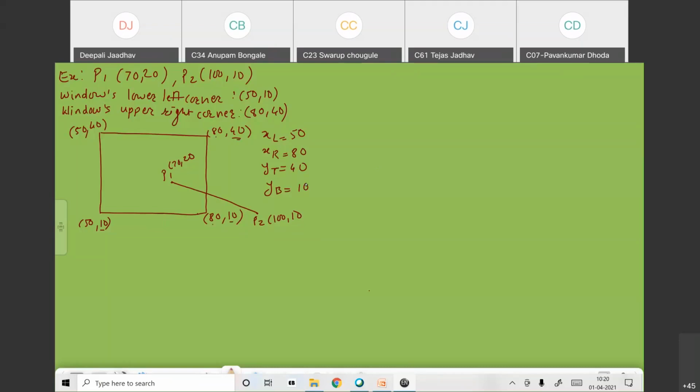Now the next step after this, we are going to find out the 4-bit code for point P1 and point P2. First we are going to find it for P1 and then we will find out for P2. So see, the 4-bit code for P1 is 0000. Why is it? Because it is interior to the window. The point P1 is interior to the window.